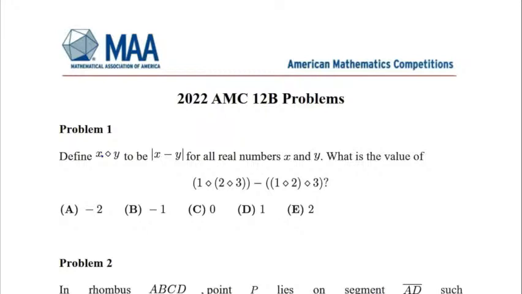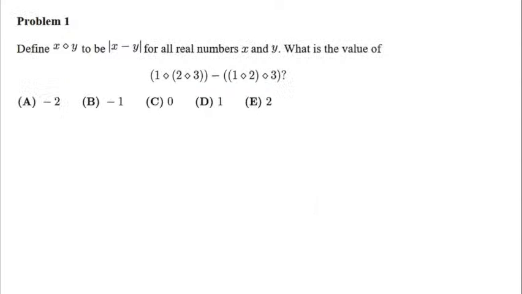It says define x diamond y to be the absolute value of x minus y. We had this problem also in 10B. For all real numbers x and y, what's the value of (1 diamond 2 diamond 3) minus (1 diamond (2 diamond 3))? It is so much easy. So it is absolute value. Absolute value is what? If a number is positive, for example 3.4, it will be 3.4. If it is negative, for example negative 5, it will be positive 5. And absolute value of 0 is 0.